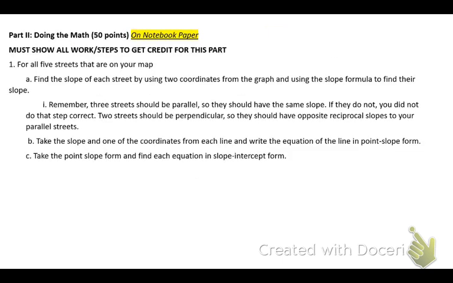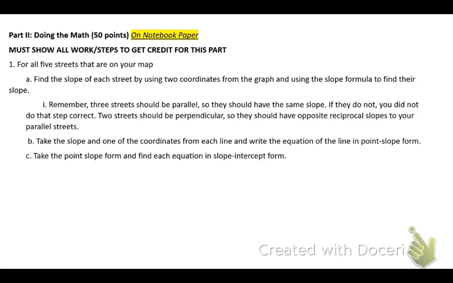Part 2. This goes on notebook paper. Go ahead and highlight that. On notebook paper. So highlight on notebook paper. Okay. For all 5 streets that are on your map, you're going to find the slope of each street. So how many slopes are you going to find? 5 slopes, because you have 5 streets. Using the slope formula. Okay, so that's part A.